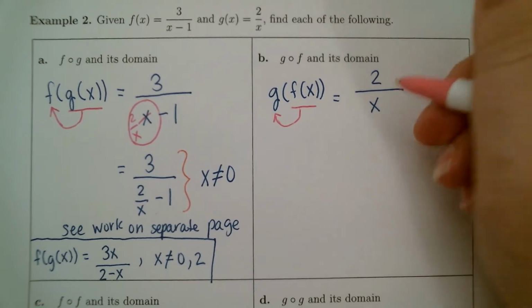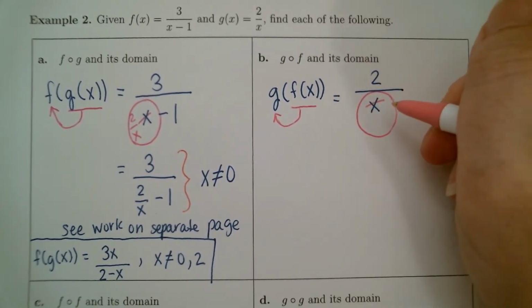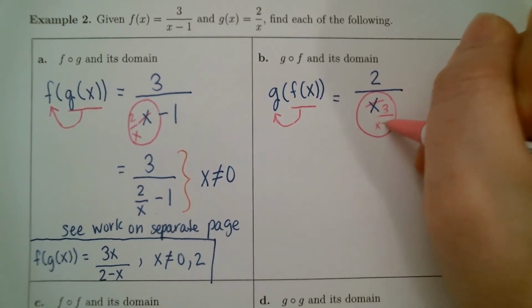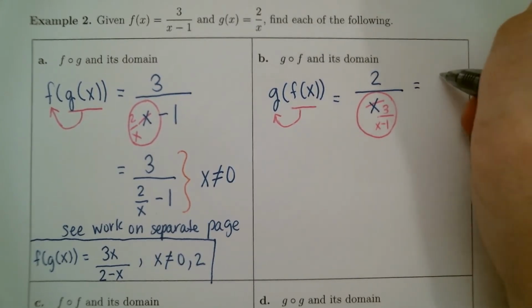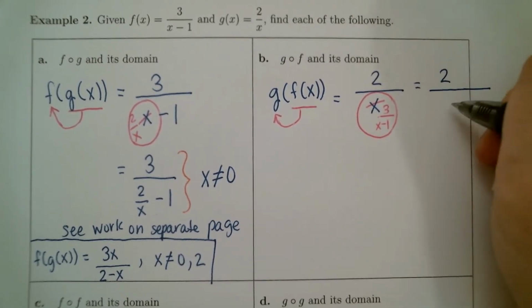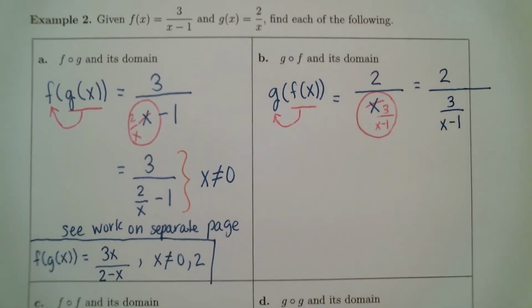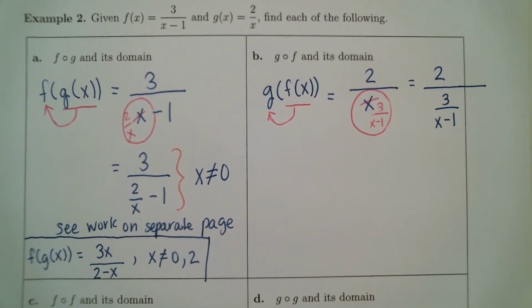Now I'm going to plug in f of x. Everywhere I see an x, I need to replace it with f of x, which is 3 over x minus 1. So you have a 2 in the numerator, and in the bottom, you have 3 over x minus 1. We are going to have to simplify this. This is a complex fraction, a fraction within a fraction.